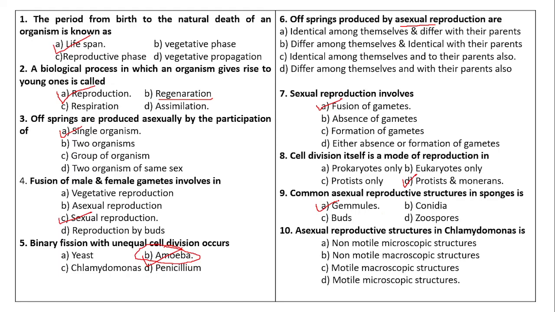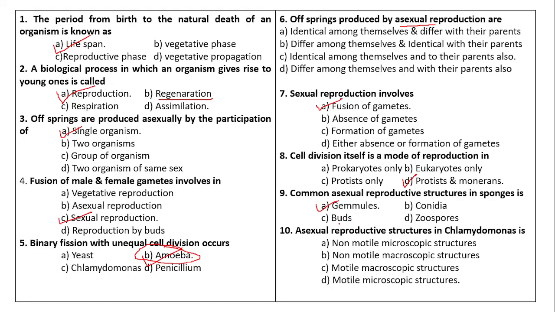Gemmules are found only in the sponges as asexual reproductive structures, right? That is why option A, gemmules, is the right one here. Right? Coming to the 10th question.